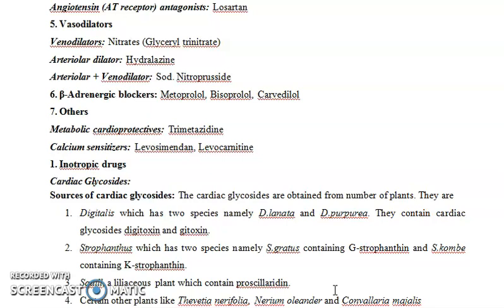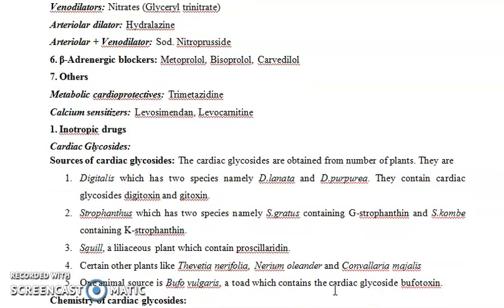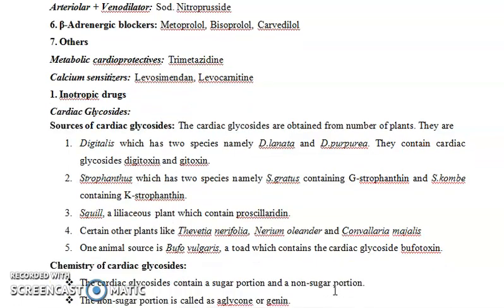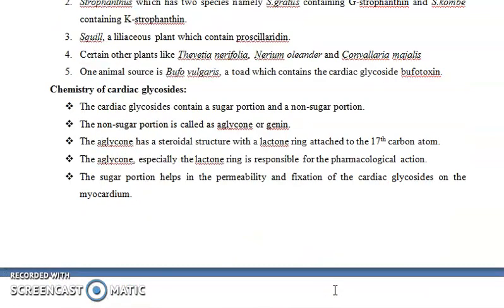Okay, next one is strophanthus, which is obtained from Strophanthus gratus as well as Strophanthus kombe. Next one is the squill. And other plants are Thevetia neriifolia, Nerium oleander, Convallaria majalis. All these are the plant sources, and one animal source is Bufo vulgaris, and it contains a cardiac glycoside, that is bufotoxin.